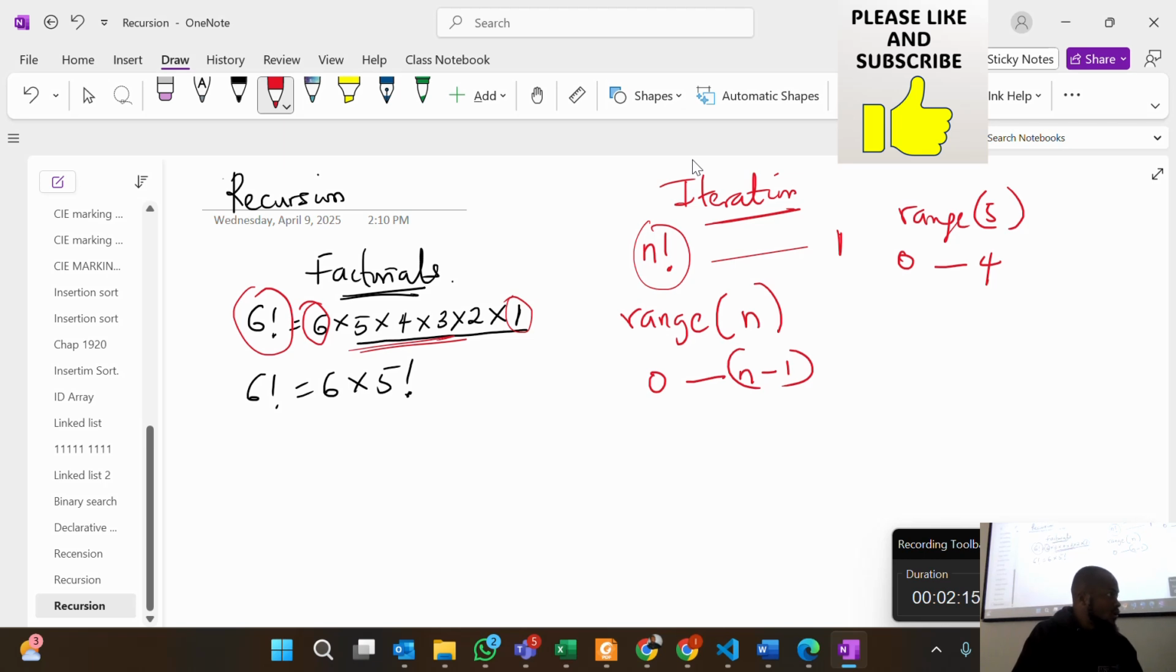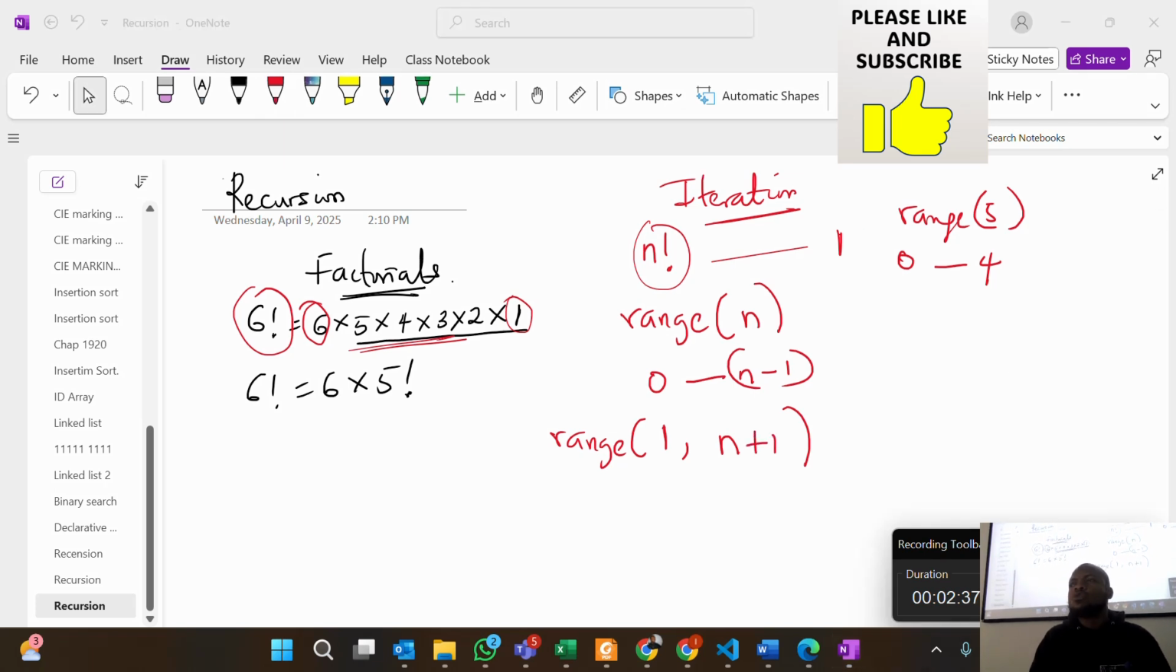Is that understood? So that means I should use range of what? 1, n. 1, n is still wrong, isn't it? Because this will stop at the value less than n, isn't it? It will not get to that value. Is that correct? So it should be 1 to what? N plus 1.